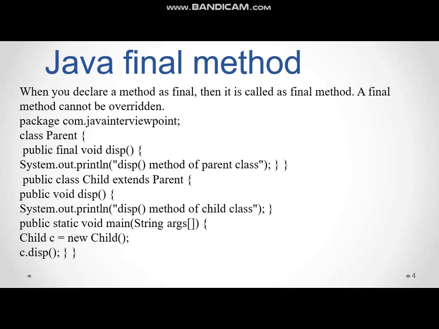Java final method. When you declare a method as final, it is called a final method. A final method cannot be overridden. Here is a simple example for a final method. Here the method void display() is set to be final, so the method cannot be changed over the program.